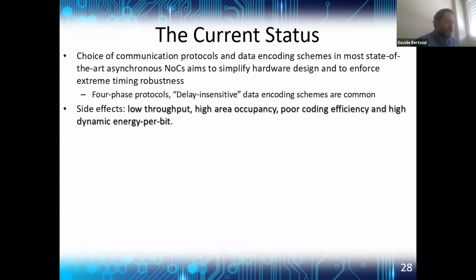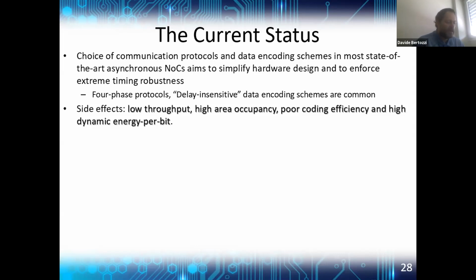So we are now able to understand the current status of the asynchronous NoC deployment and whether current asynchronous NoCs have a match with neuromorphic computing requirements. In fact, in most state-of-the-art asynchronous NoC realizations, designers typically choose communication protocols and data encoding schemes primarily for first-time-right and robust design. That is, they aim at simplifying hardware design and at enforcing extreme timing robustness. This makes four-phase handshaking protocols and delay-insensitive data encoding schemes a frequent design choice in this domain.